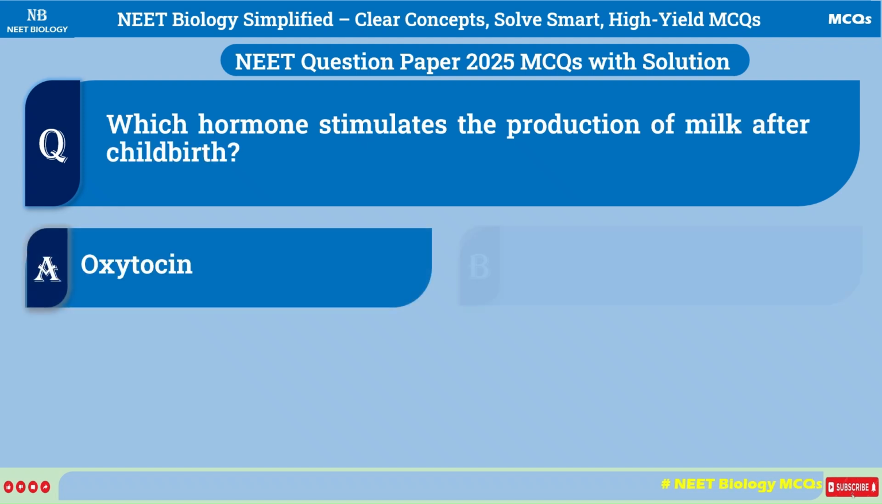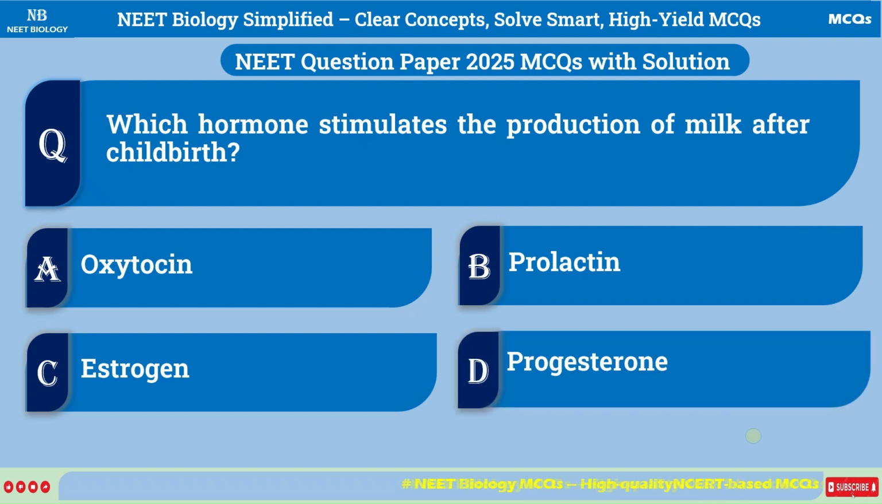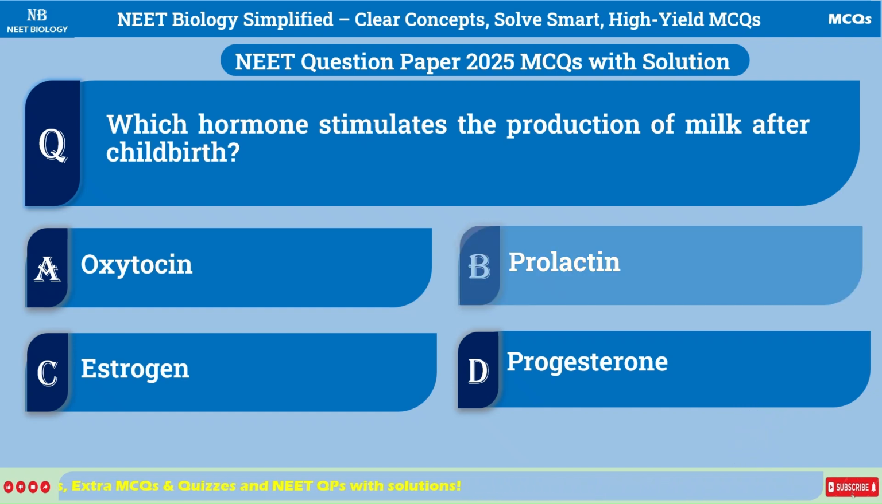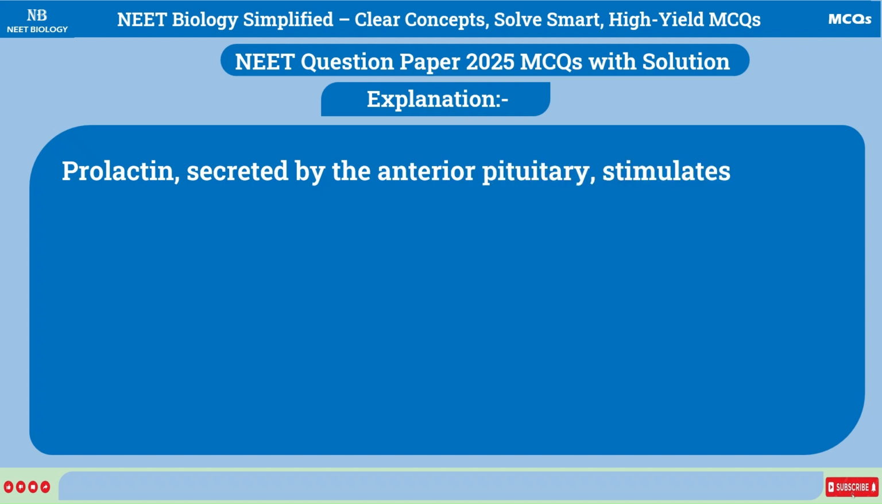A. Oxytocin, B. Prolactin, C. Estrogen, D. Progesterone. Correct answer is B. Prolactin. Explanation: prolactin, secreted by the anterior pituitary, stimulates milk production in mammary glands post-delivery.